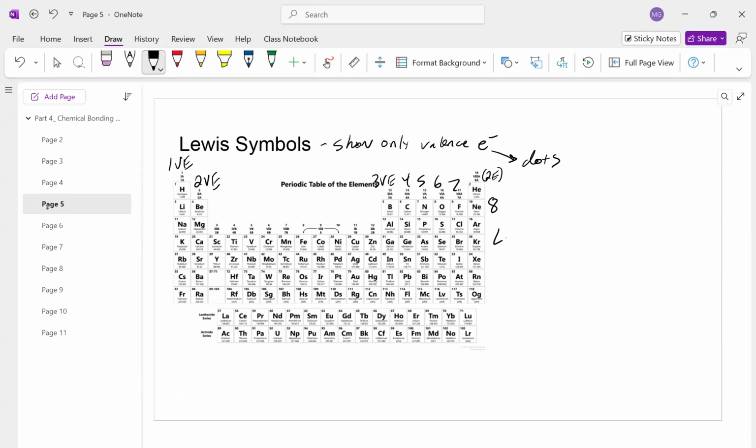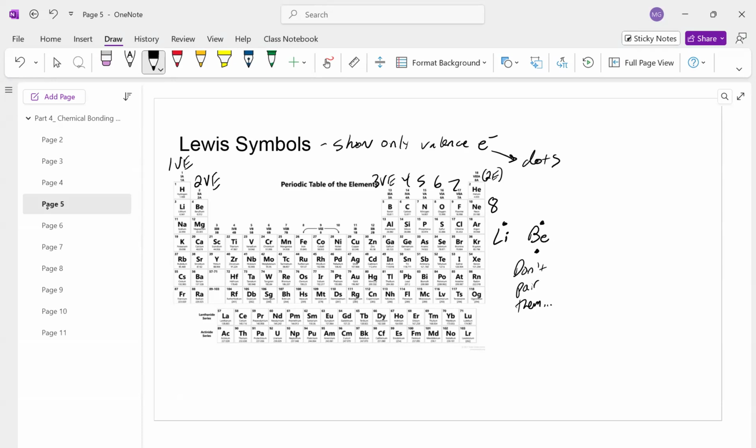So how do we show these? Let's start with lithium. We just draw the chemical symbol, and then we put a single dot. It doesn't really matter if you put it at the top, bottom, left, or right. Just put a single dot somewhere. And then let's go to beryllium. I'm going to put two dots. Again, it doesn't matter where you put those in relationship to each other, just don't pair them. And I want you to think about why. Why do we not want to show those electrons paired up?